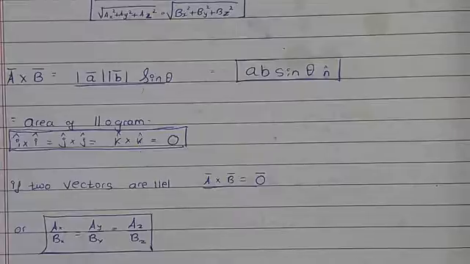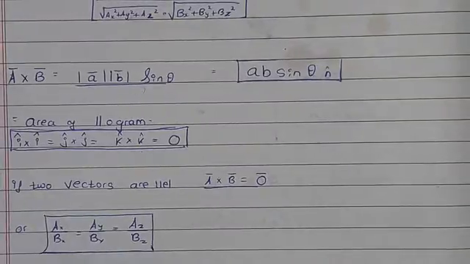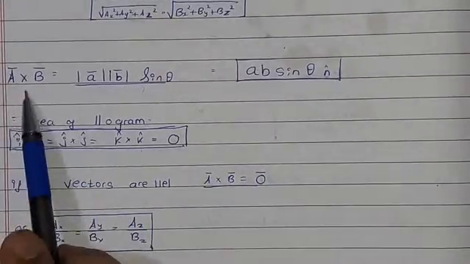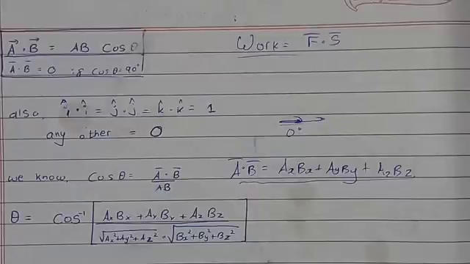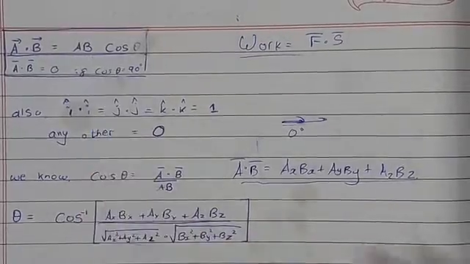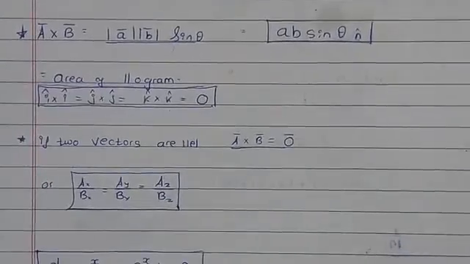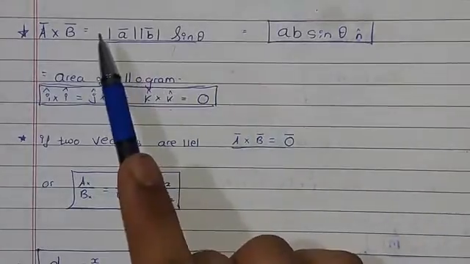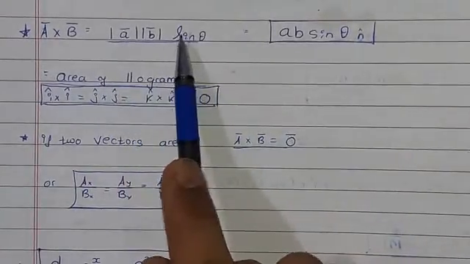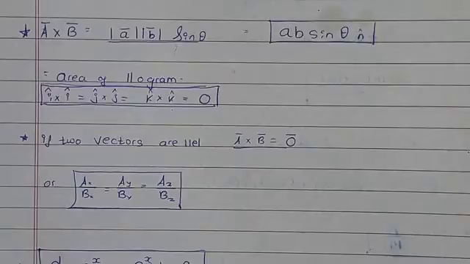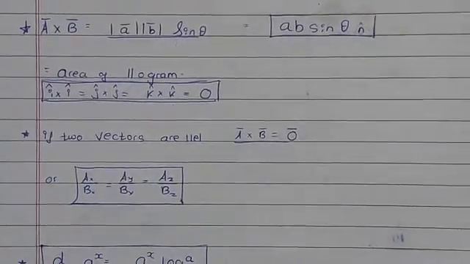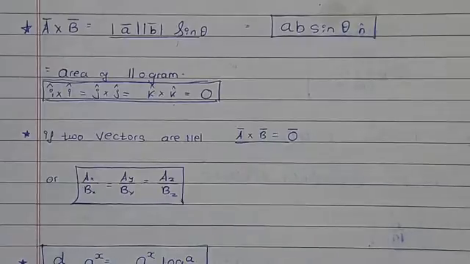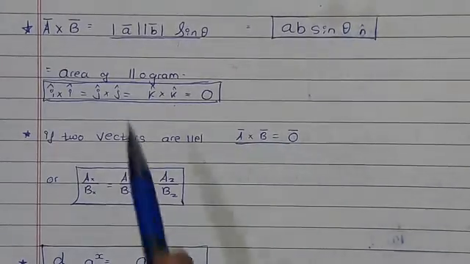For the cross product we can say that A bar cross B bar is equal to mod of A into mod of B into sine theta. What did we see in the dot product? A bar dot B bar equals AB cos theta, and in the cross product, A bar cross B bar equals AB sine theta times n, where n can be any unit vector, that doesn't matter actually in physics. And the cross product depicts the area of the parallelogram.